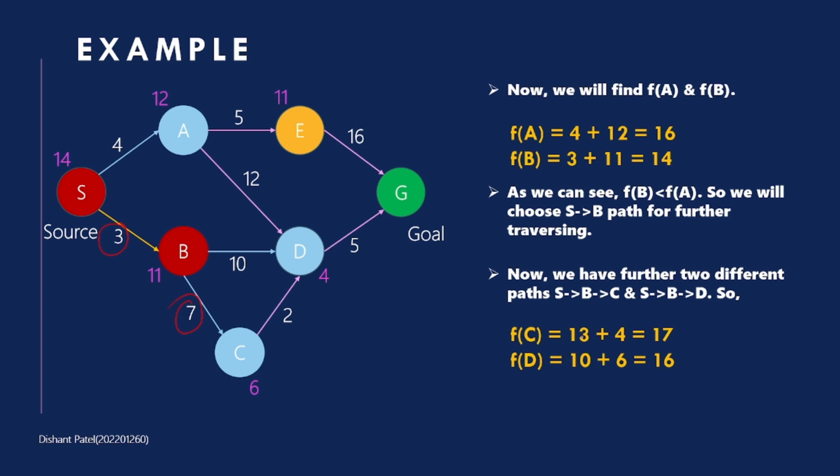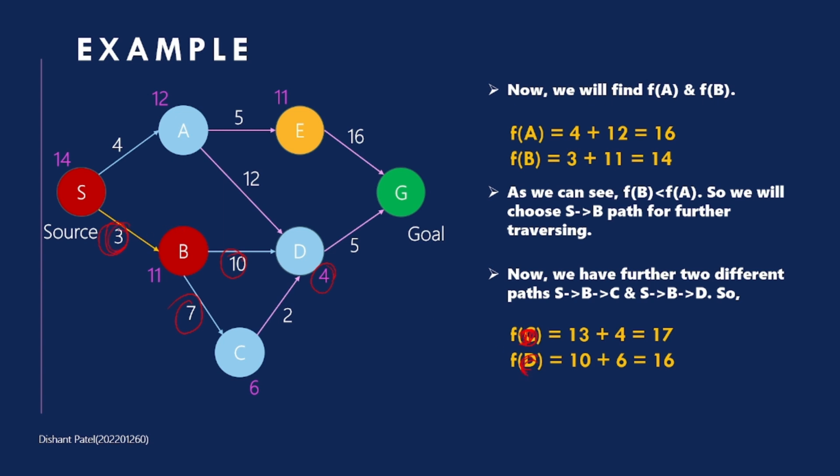Here is a mistake. F of c is here. This is f of d. Okay, first is f of d. This is 3 plus 10, 13, plus the heuristic value of d, which is 4. So f of d is equal to 17, and f here is f of c.